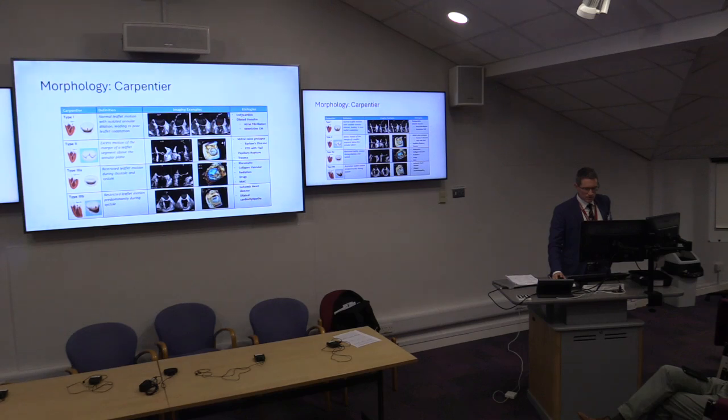Type 1 does also cover endocarditis, because the leaflet is inferior and normal. The leaflet motion is normal, but you've got a hole in the leaflet from endocarditis. But generally speaking, type 1 for me, I think of annular dilatation.